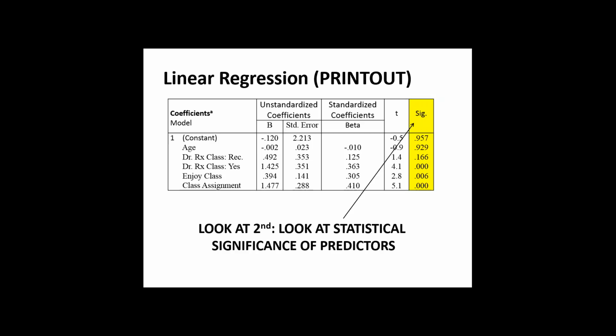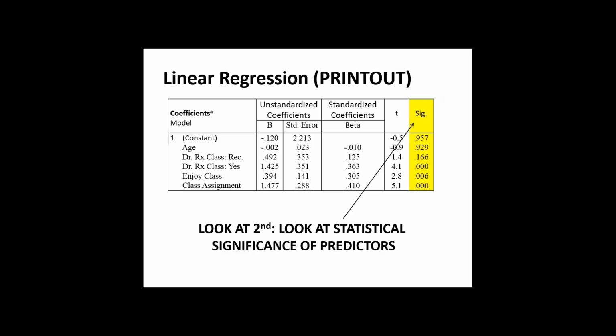And remember, that's in reference to doctor didn't prescribe meditation class. The significance is above 0.05 at 0.166, so that's not statistically significant. Now the bottom three predictors are significantly related to the outcome, class attendance.